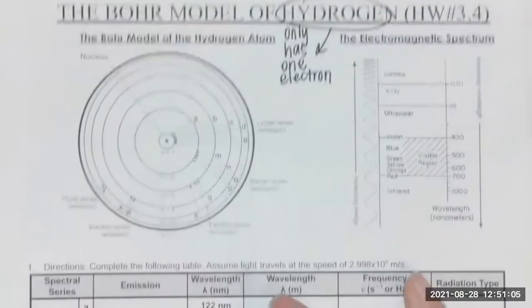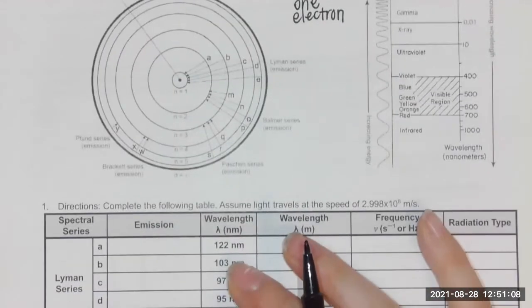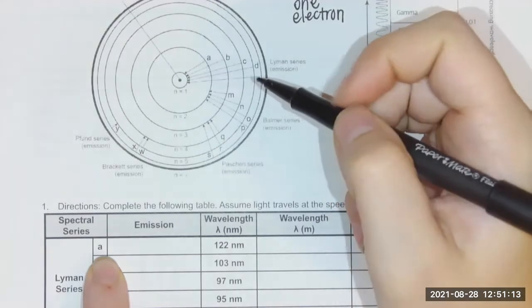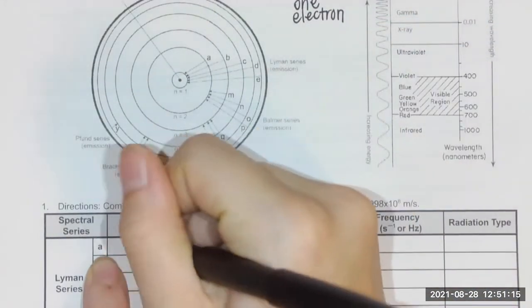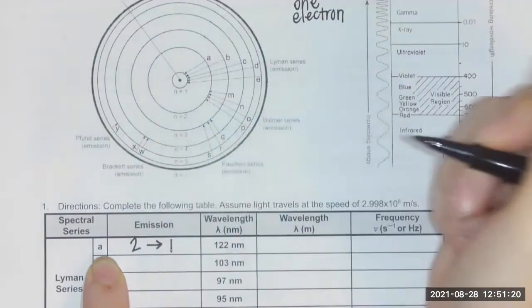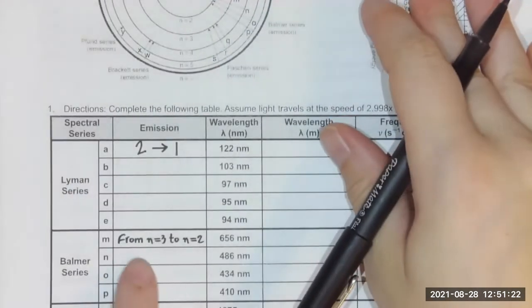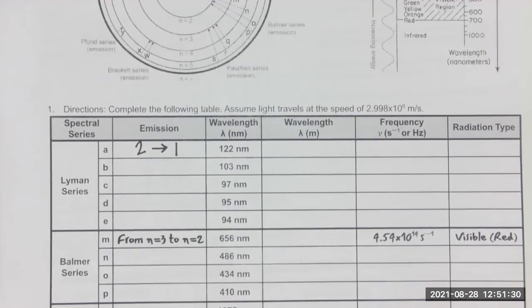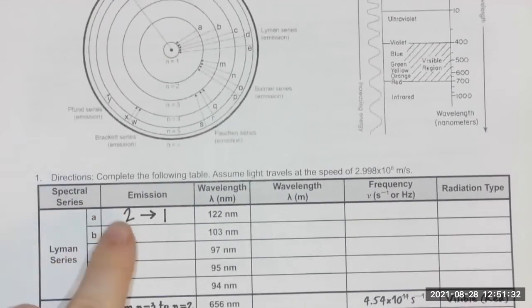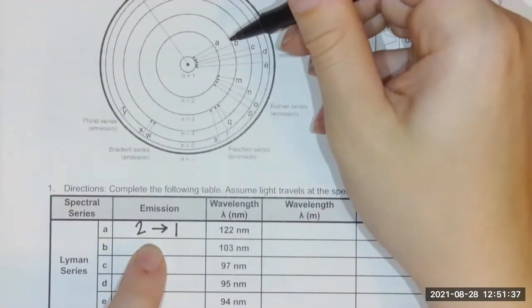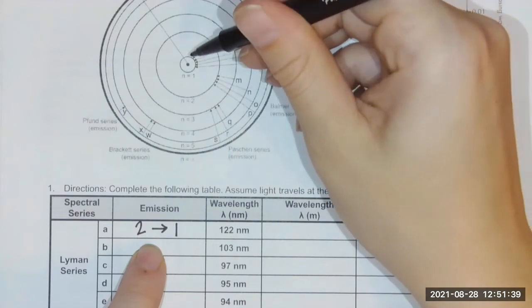So down here in the table, you'll put emission for line A is a drop from 2 down to 1. I think down below I wrote the whole thing, like from n equals 3 to n equals 2, but I'm just going to keep it simple. We went from ring 2 to ring 1. Line B is going from the 3rd ring down.